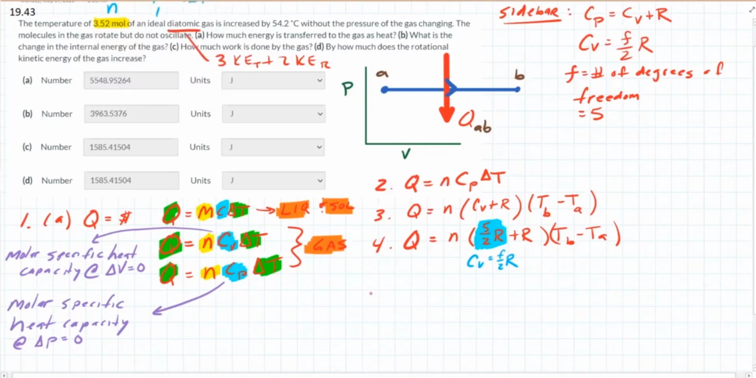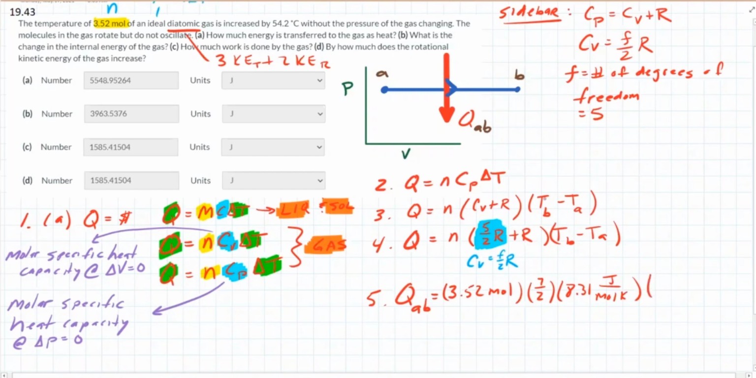Number 5. All right. And I'm going to start subscripting this. How much heat got invested between A and B? It equals N, 3.52 moles. Yes. Well, I know 5/2 R plus R is 7/2 R. I know 5/2 plus 1 is 7/2. So I'm just going to call that 7/2 R. Maybe I'll write it like this. That's 7/2 R, and I know R is 8.31 joules per mole Kelvin. That looks good.